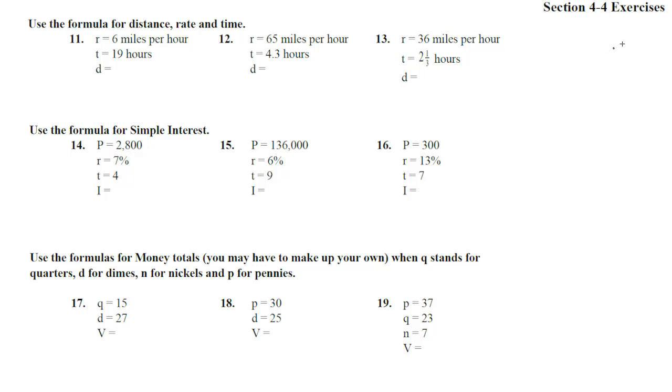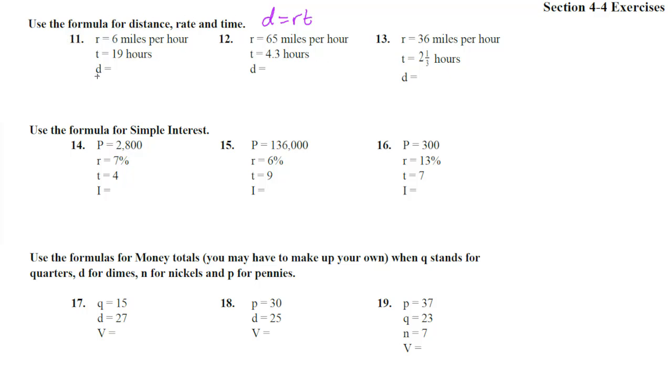Here we are in section 4-4, exercises 11 through 19. It says use the formula for distance, rate, and time. And you might need to look it up, or if you remember it, it's D equals RT. So that's the formula we're going to use for these three problems.